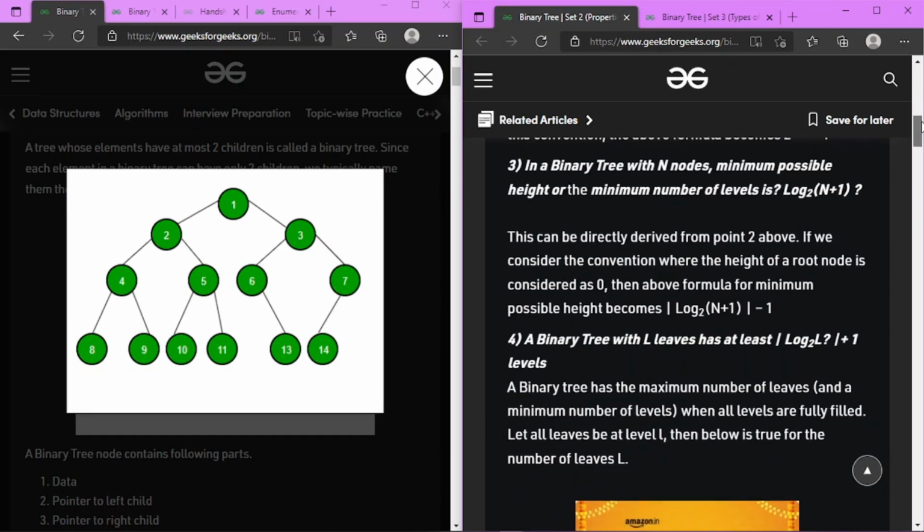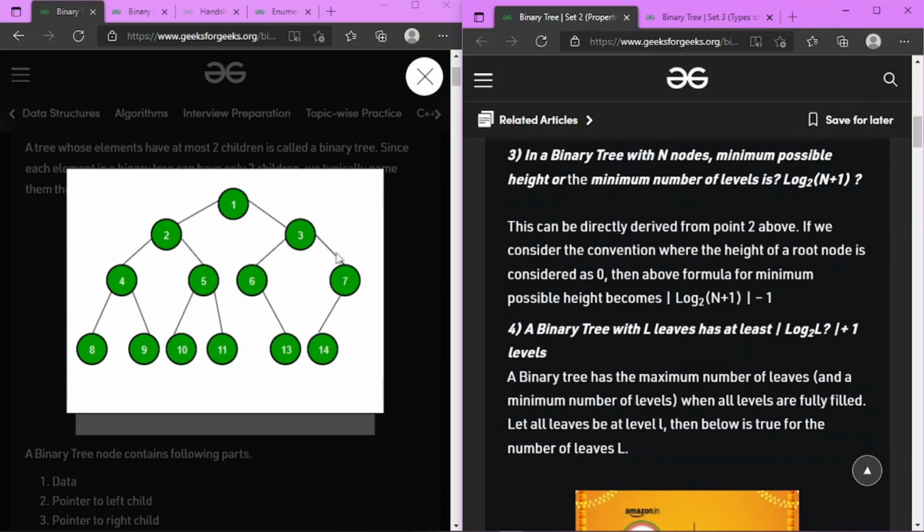Now coming to the next property: let's say if you have n nodes, then the minimum possible levels or the height will be equal to log of n plus 1 base 2, and minus 1 will also be there because we are considering the height to start from 0. So this formula should be there, and if we consider the height starting from 1, then this minus 1 will not be there. Okay, but we will be considering from 0, so this is the case. Let's say we have up to 7 nodes only, so we have a total of 7 nodes, so we will put 7 in here. So 7 plus 1, that is 8, and log 8 base 2 will be 3, and 3 minus 1 equals 2, and the height of the binary tree is 2.